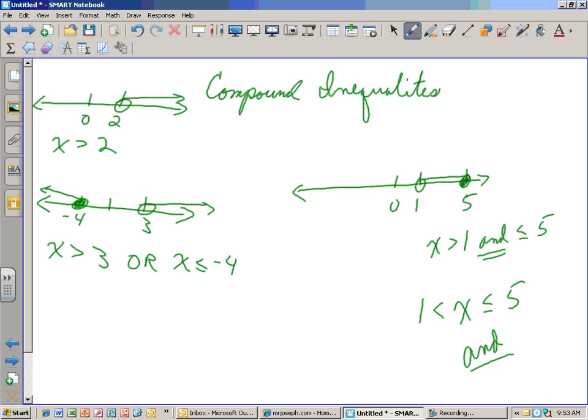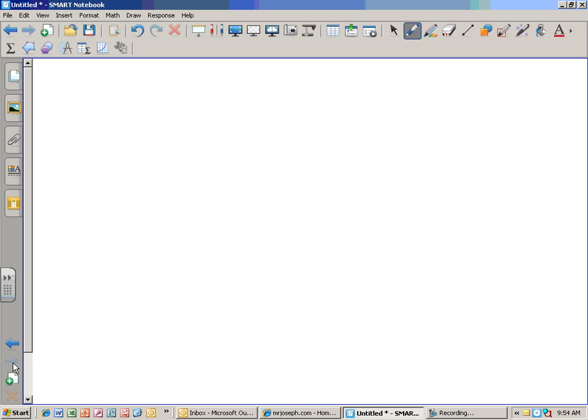And if you look at something like this, what we're looking at is the word or. And you have to have the word or in when you're graphing one like this, a compound inequality. So, let me give you a couple of problems and a couple of examples of what it looks like when it's an or and what it looks like when it's an and.